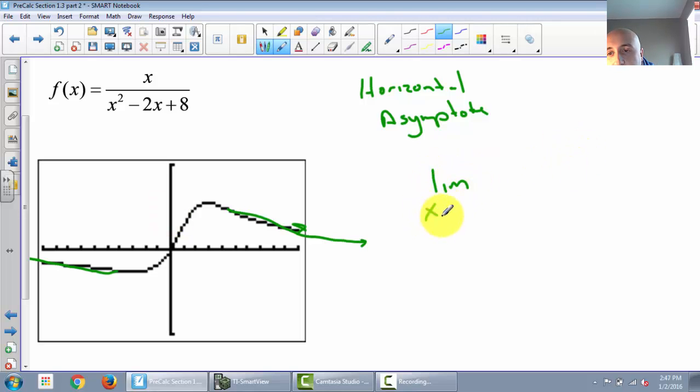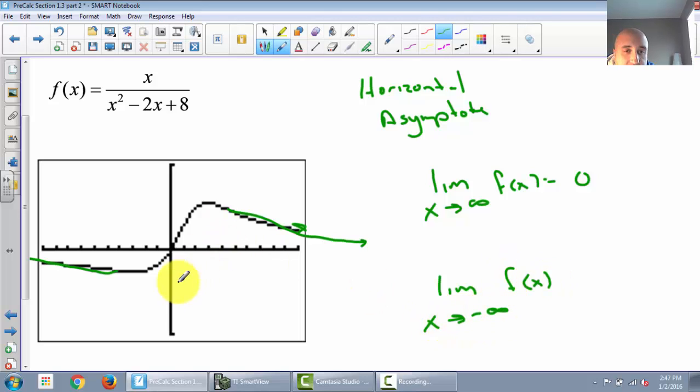The limit as x approaches infinity, f of x is equal to, where is it getting closer and closer to? And if I extended the screen, you could see that it's getting closer and closer and closer to 0. So the answer would be 0 for the right. And let's see what the left side is doing. What is it doing when it's approaching negative infinity? And if you notice, it's doing the same thing over here. It's getting closer and closer and closer to 0.